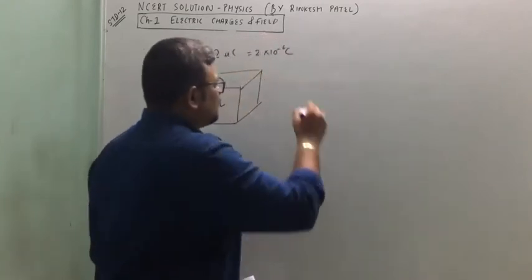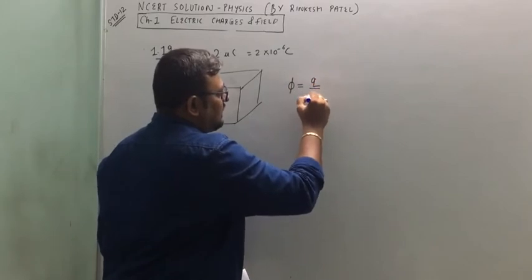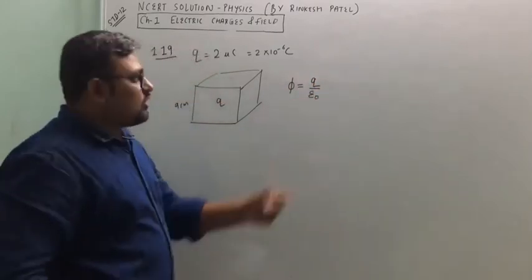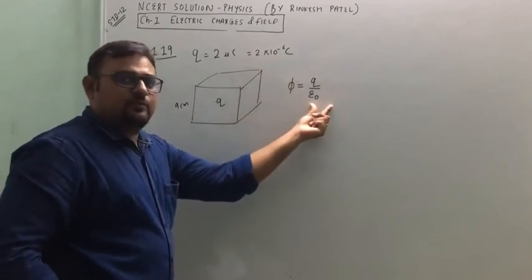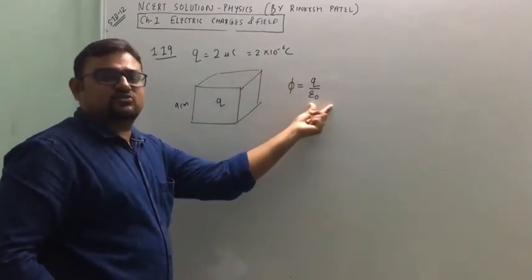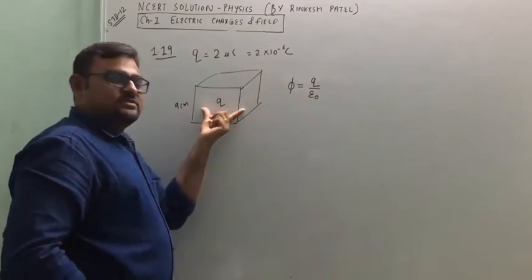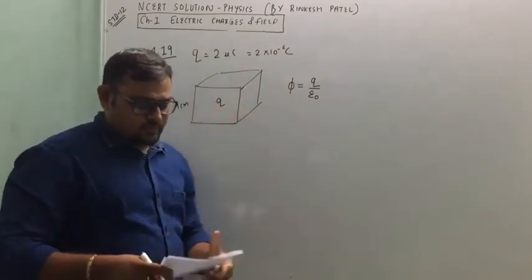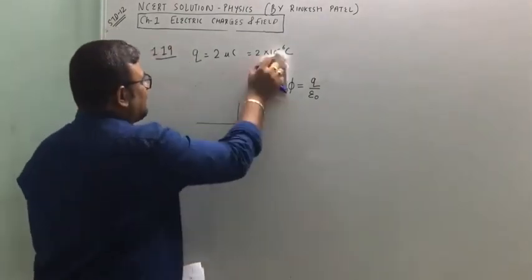Just use the simple formula, flux equal to Q by epsilon 0. Put down the value of Q, 2 into 10 raised to minus 6, and epsilon 8.85 into 10 raised to minus 12. You will get the total flux passing out of this Q. Let's go to next, 1.20.